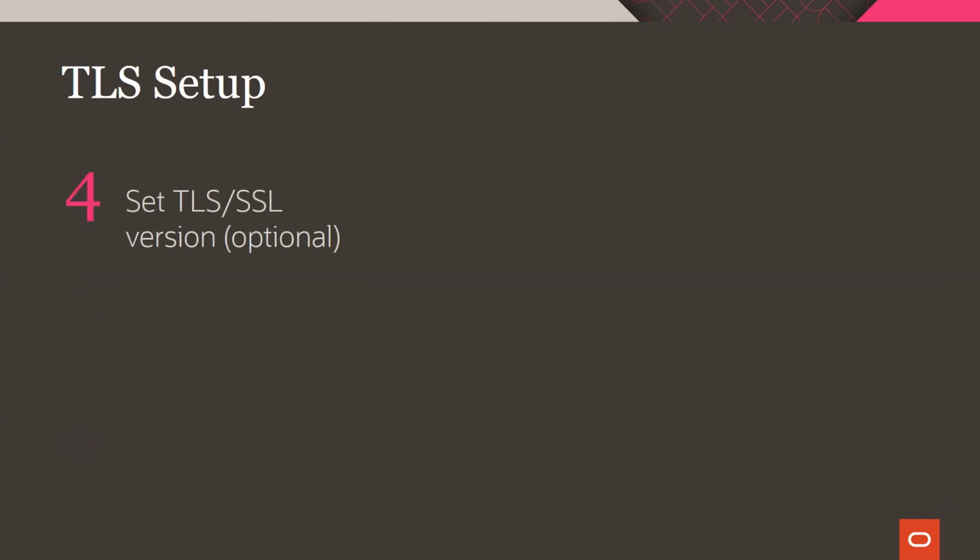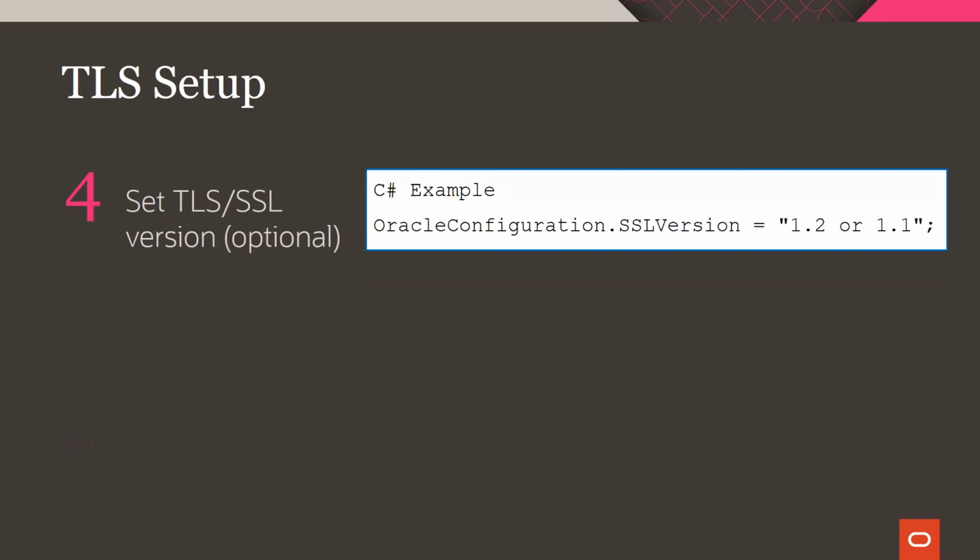To continue your setup, you can also choose which version of TLS SSL you want to use. By default, if you don't set this, we allow any version to be used. So you can use 1.2, 1.1 TLS, or 3.0 SSL. But you can also say, in this example, I just want version 1.2 or 1.1 to be used only. Do not allow any other version to be used. And you might set that for security purposes. You set this through the Oracle configuration SSL version property you see right here.